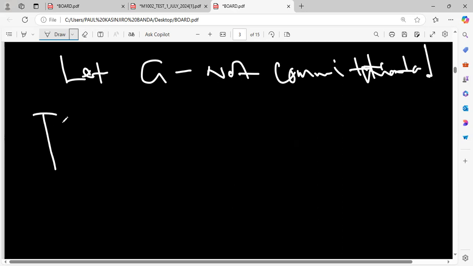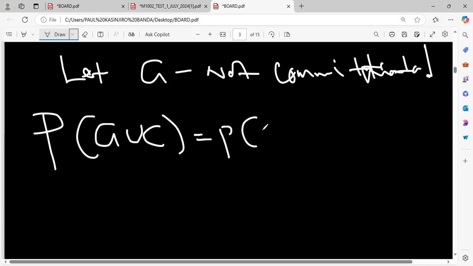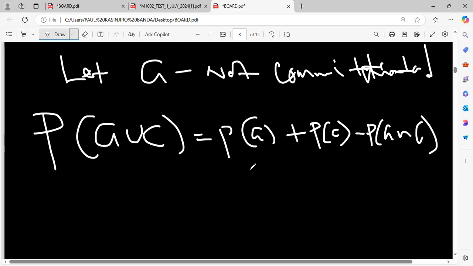Okay, so we want to find the probability that it is good union the probability that it was processed by lab C. This C that I'm writing here is not the one for contaminated, it's the one for lab C. So by the union of two probabilities, this will be the same as the probability of G plus the probability of C, minus the probability of G intersection C.